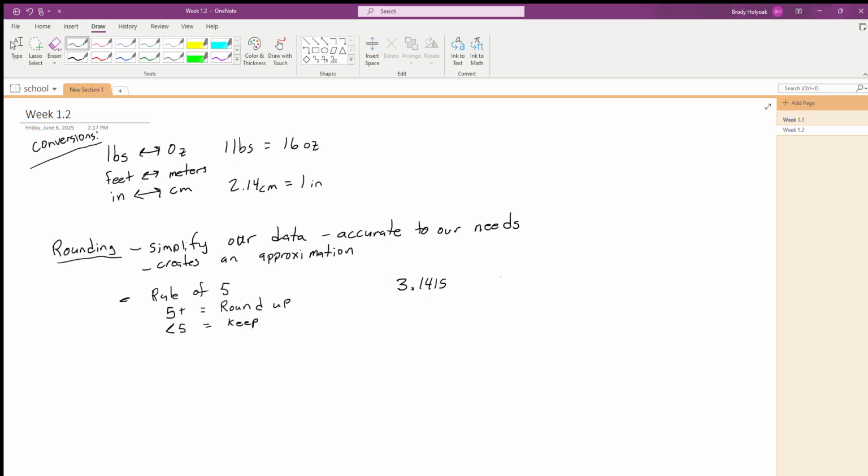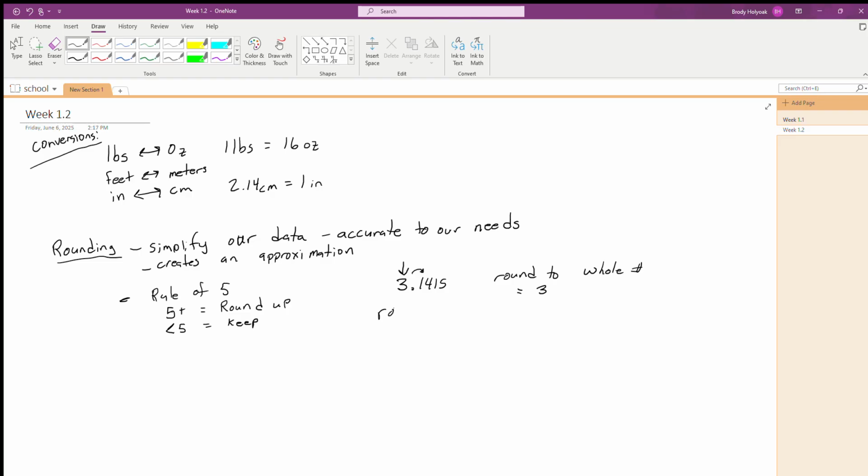So on this one, if I want to round to the whole number, I'm going to look. This is my digit I want to keep, so I'm going to look at my very next digit right here, which is a 1. A 1 is less than 5, so we're going to keep this number the same. So when we round to the nearest whole number, pi simply becomes 3. That's our approximation of pi.